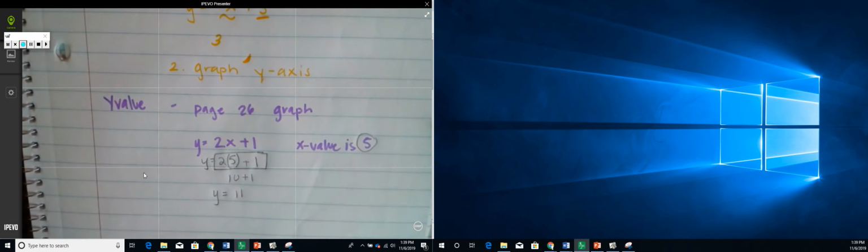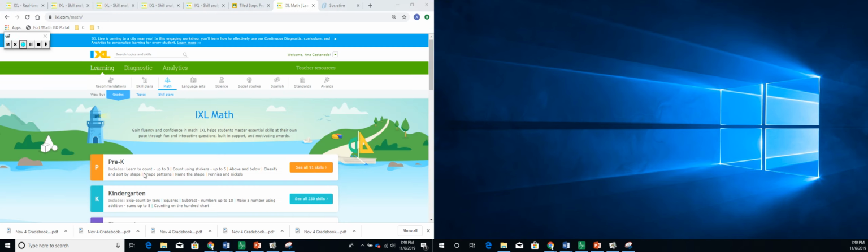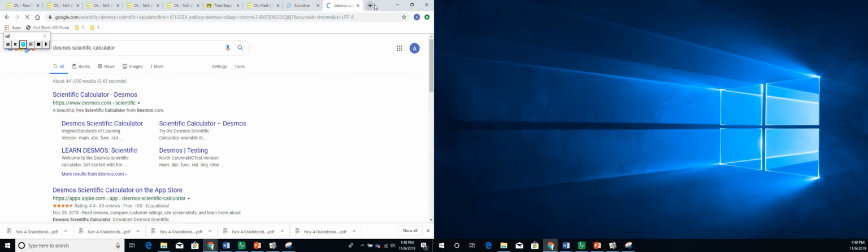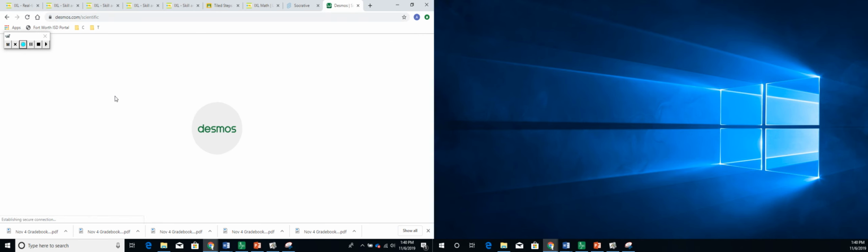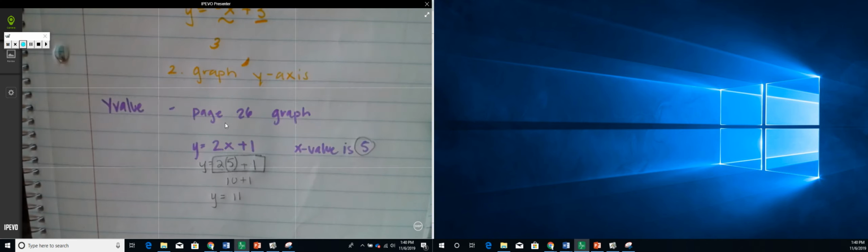You can also do it on the calculator. You can do it on Desmos, and I'll show you that in just a minute. So I'll have the link for you, but it's the Desmos scientific calculator. And go to Desmos, it's online. You don't have to pay for anything, you don't have to download the app. You put 2 parentheses 5 plus 1, and you got the same thing I got. That's one way of doing it with technology.